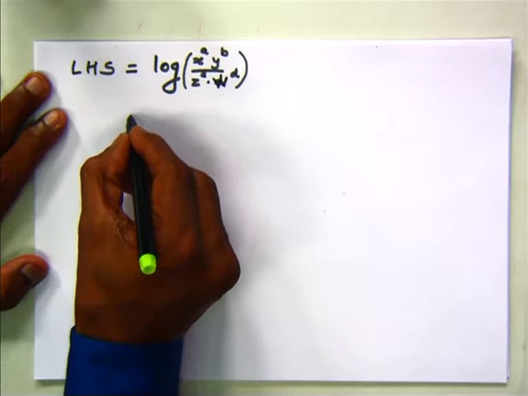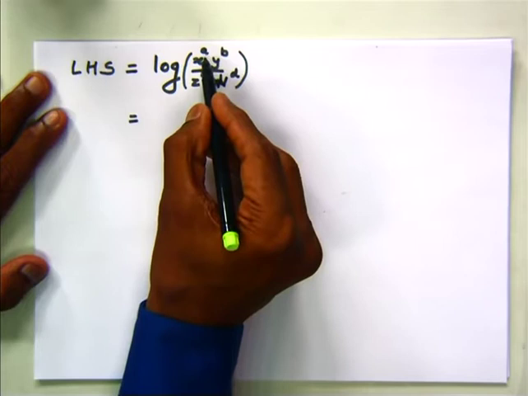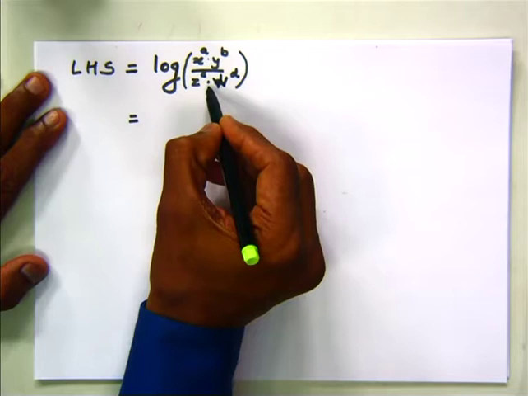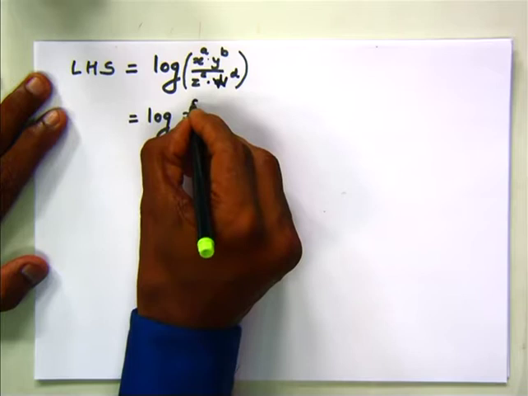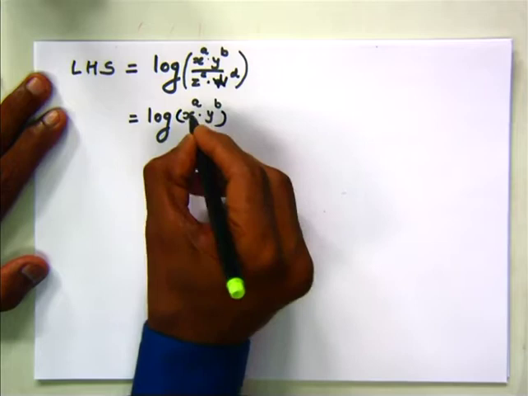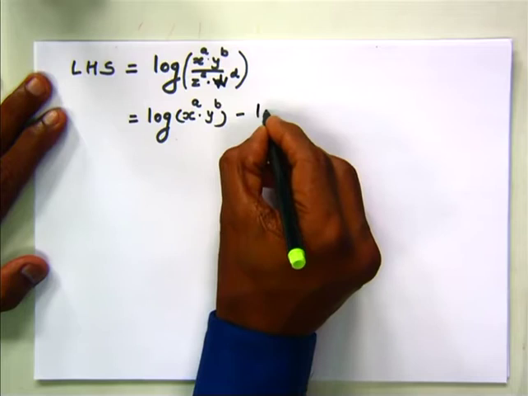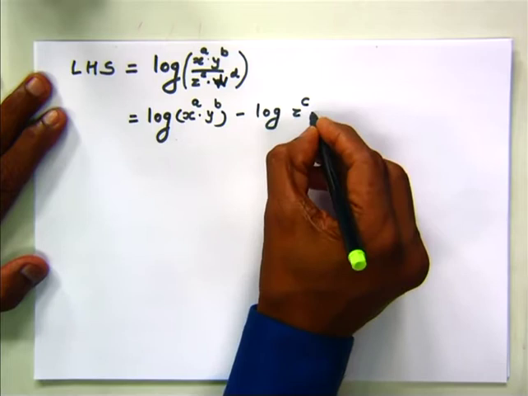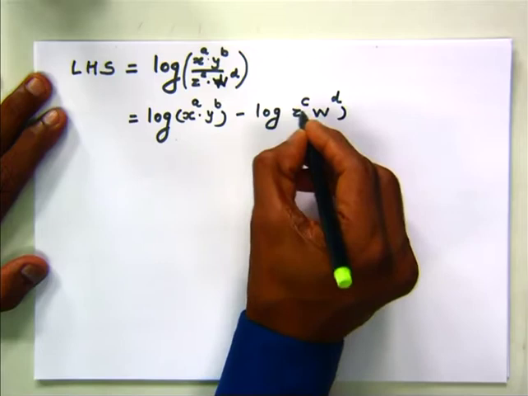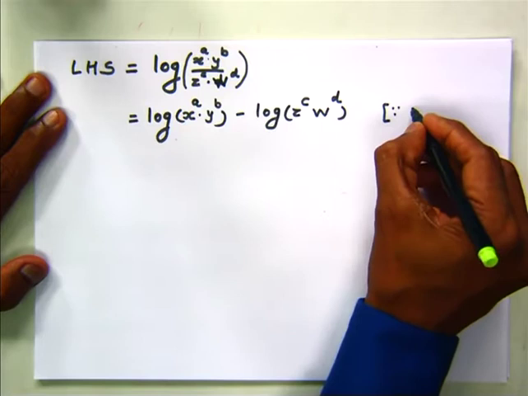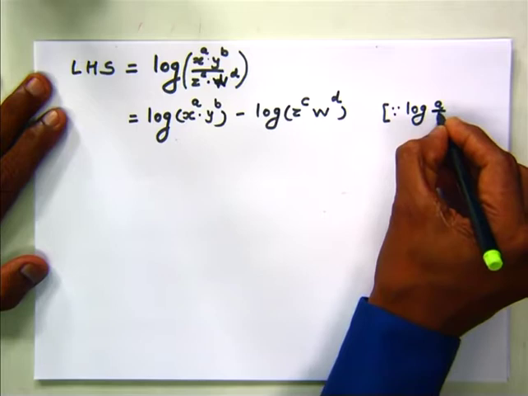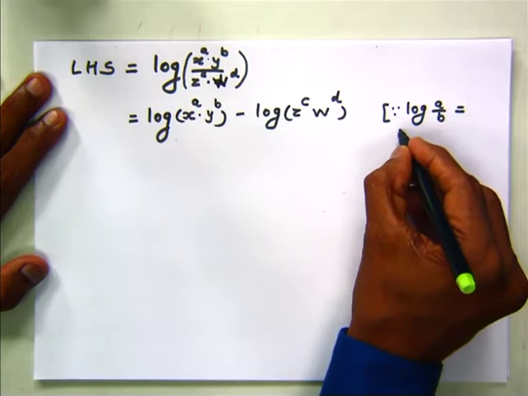Let us use the rules. Rules. Log a upon b. First of all, division. According to the rule, I find log of x raised to a, y raised to b, minus log of z to the power c, w to the power d. So, from where did I get this result? Because log of a upon b is equal to log of a minus log of b.